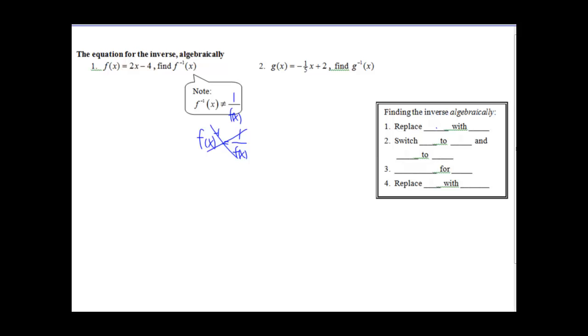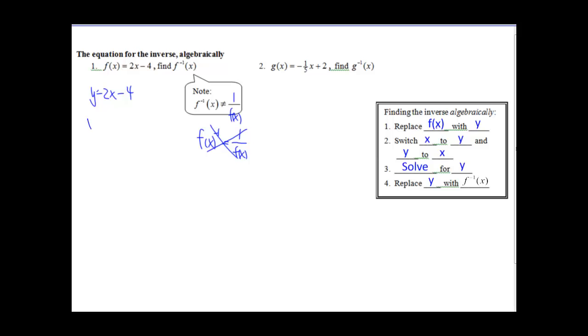So for the original equation, what we need to do is replace f of x with y. Then wherever the x is, we switch the x to the y and the y to an x. The third thing is we solve for y, and then at the very end, wherever y is, we replace the y with the new f negative 1 of x to call it the inverse.